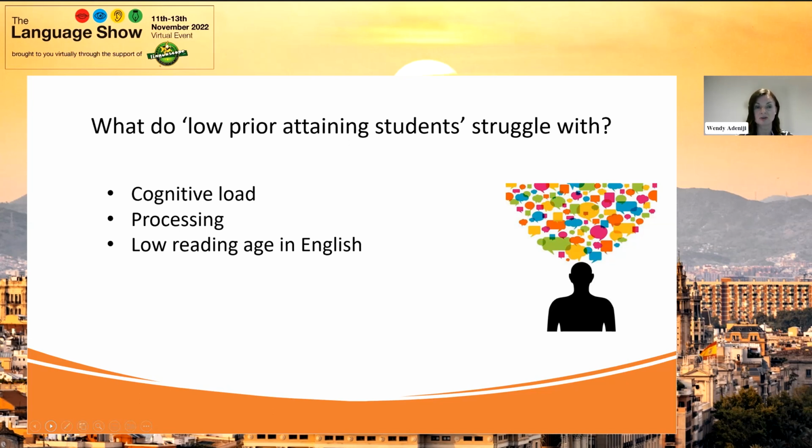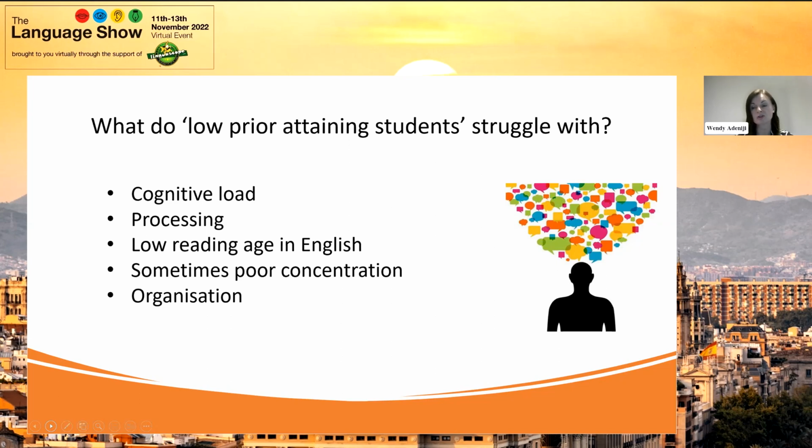I hope that your schools do test students on entry, and hopefully regularly, maybe once or twice a year, and give you that reading information. Sometimes poor concentration. I would suggest also organisation. So they often lose things. If you set homework, they often can't find the homework or can't remember it. So that can also be a difficulty for language learners, because it is really important to go away and memorise your vocab.